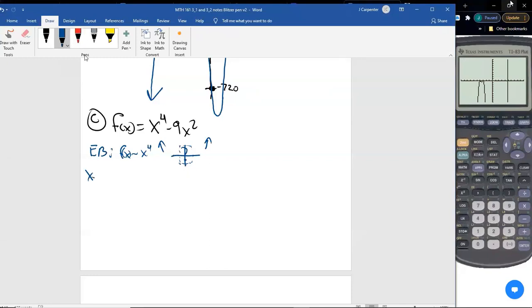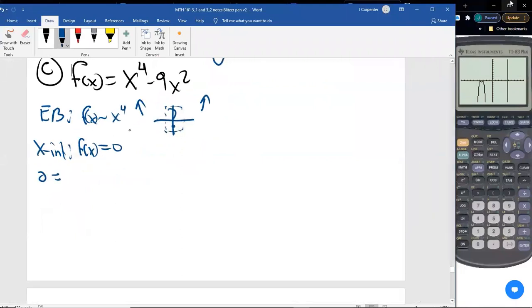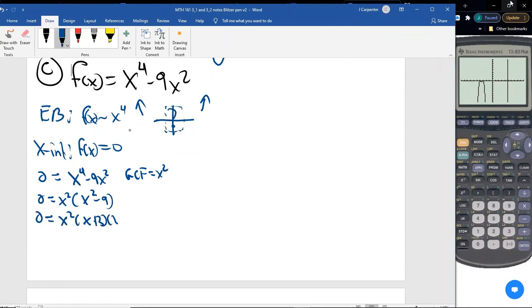Then we can do our x-intercepts, which is setting the function equal to 0. That is not a 0 inside. I know I wrote that first. I didn't mean to. f(x) = 0. f(0) being 0 is something entirely different. All right, so we go 0 = x^4 - 9x^2. There's a GCF here, we're factoring, which is x^2. So we go 0 = x^2(x^2 - 9). x^2 - 9 is a difference of squares, so we go 0 = x^2(x + 3)(x - 3).